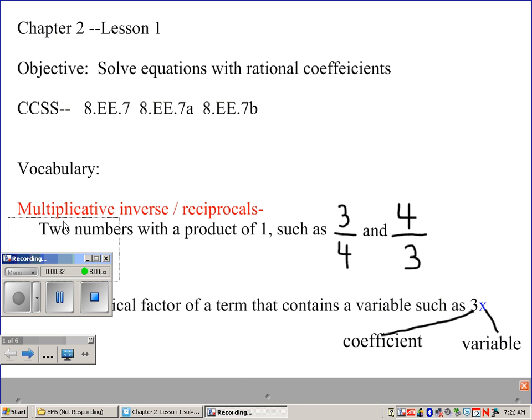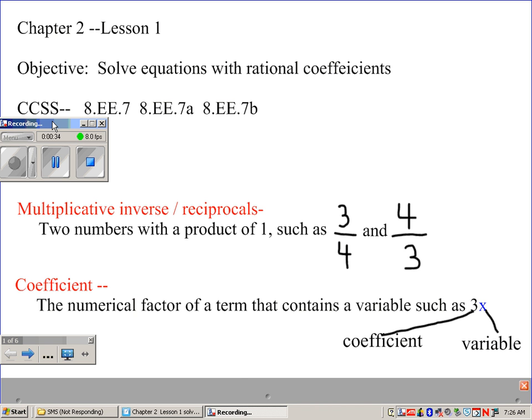And the other vocabulary word is coefficients. The numerical factor of a term that contains a variable, such as 3x, where 3 is the coefficient and x is the variable.